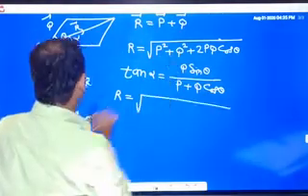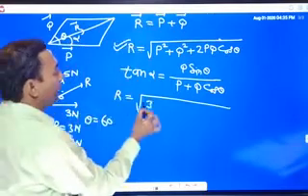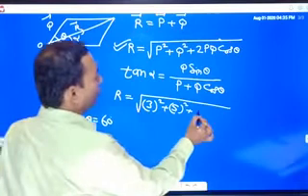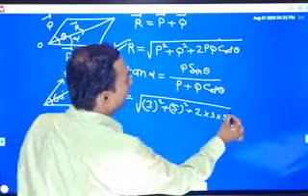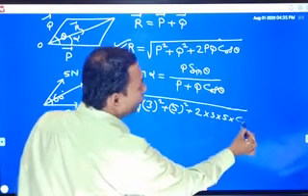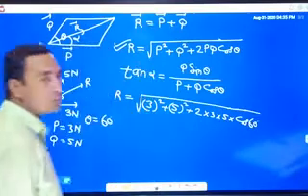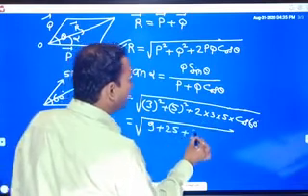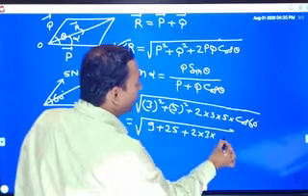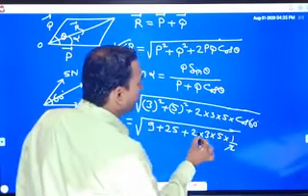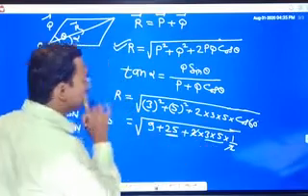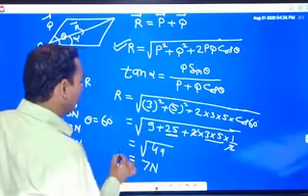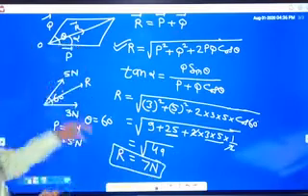Then we apply the formula: R equals the square root of 3 square plus 5 square plus 2 into 3 into 5 into cos 60. We know that cos 60 degrees is 1 by 2. So 9 plus 25 plus 2 into 3 into 5 multiplied by 1 by 2; the 2 and 2 cancel out, giving 15. Then 15 plus 25 is 40, plus 9 is 49. Square root of 49 is 7 Newton. So in this condition the resultant of these two forces is 7 Newton.